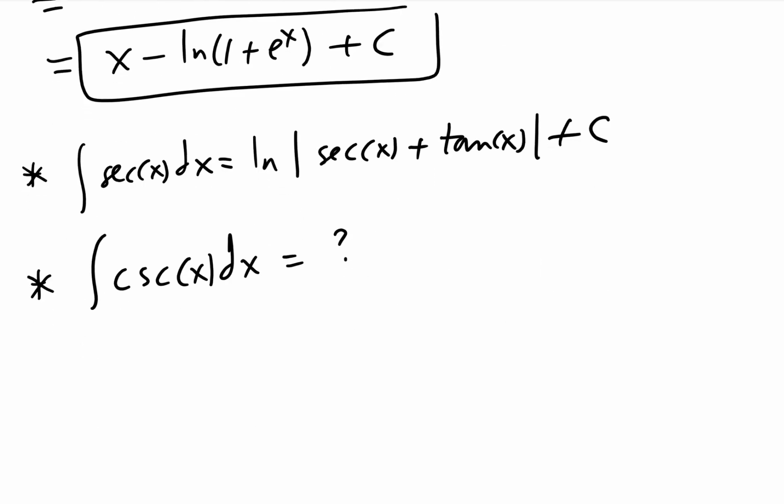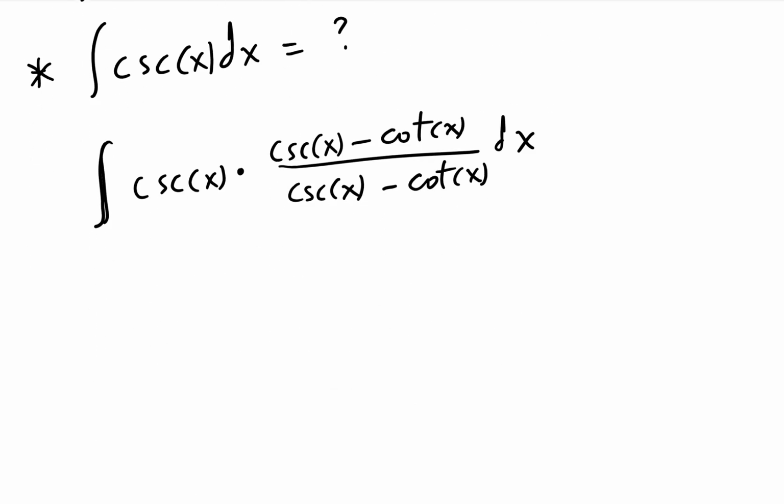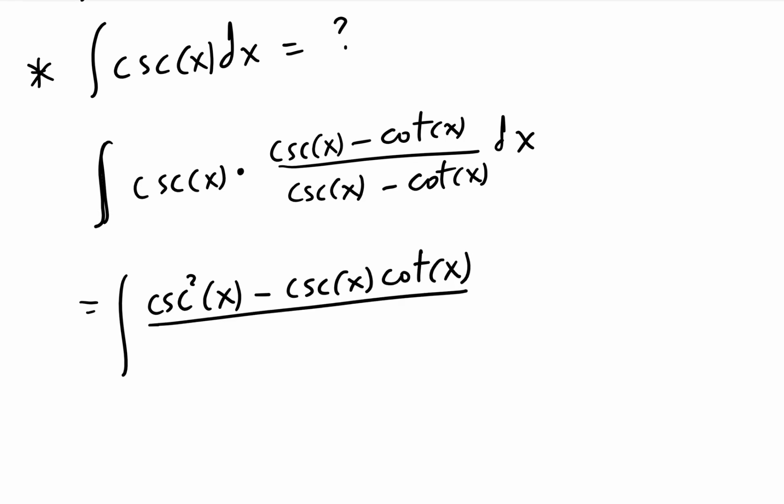There are many ways to prove this. Maybe you can multiply the top and bottom by cosecant plus cotan, or cosecant minus cotan. So let's see what happens if we multiply by cosecant minus cotan. On the top, we get cosecant squared x minus cosecant x cotan x over cosecant x minus cotan x dx.